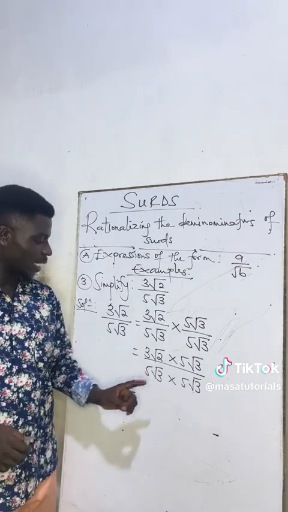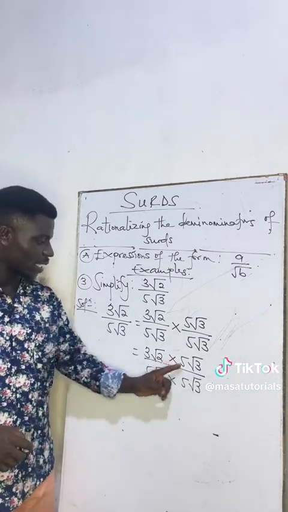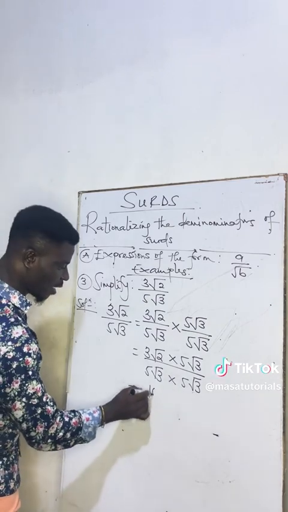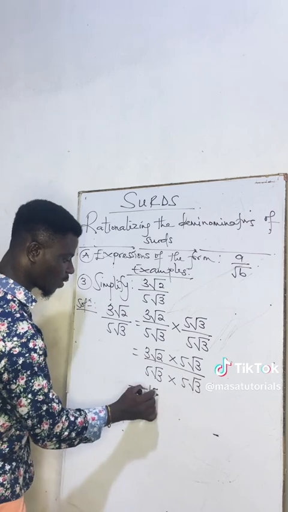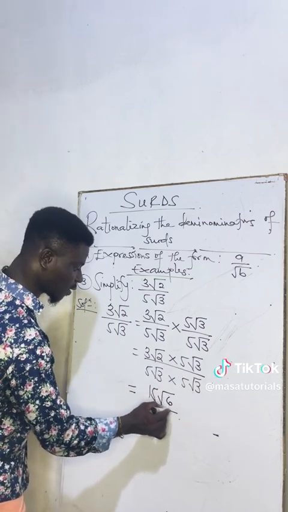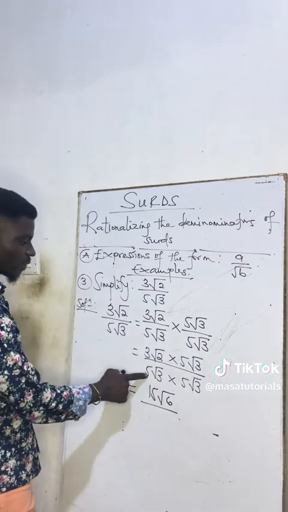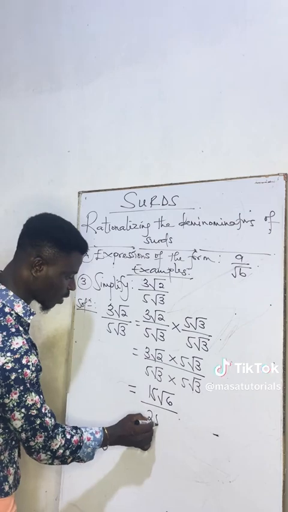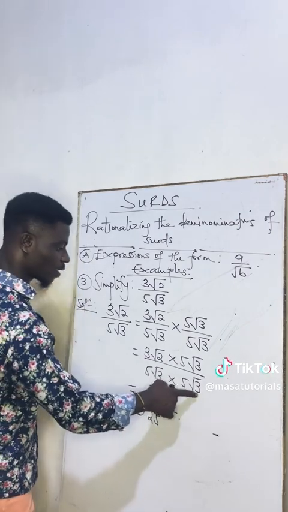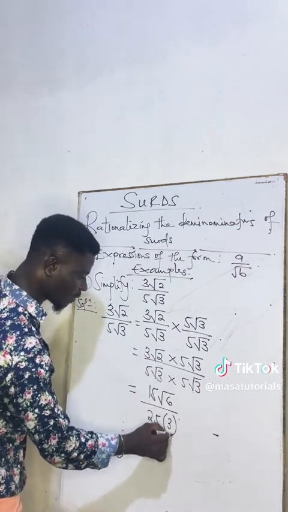3 is not inside the square root, 5 is not. So 3 times 5 is 15. Square root of 2 times square root of 3 is square root of 6, all over 5 square root of 3 times 5 square root of 3. 5 times 5 is 25. Square root of 3 times square root of 3 will give us 3.